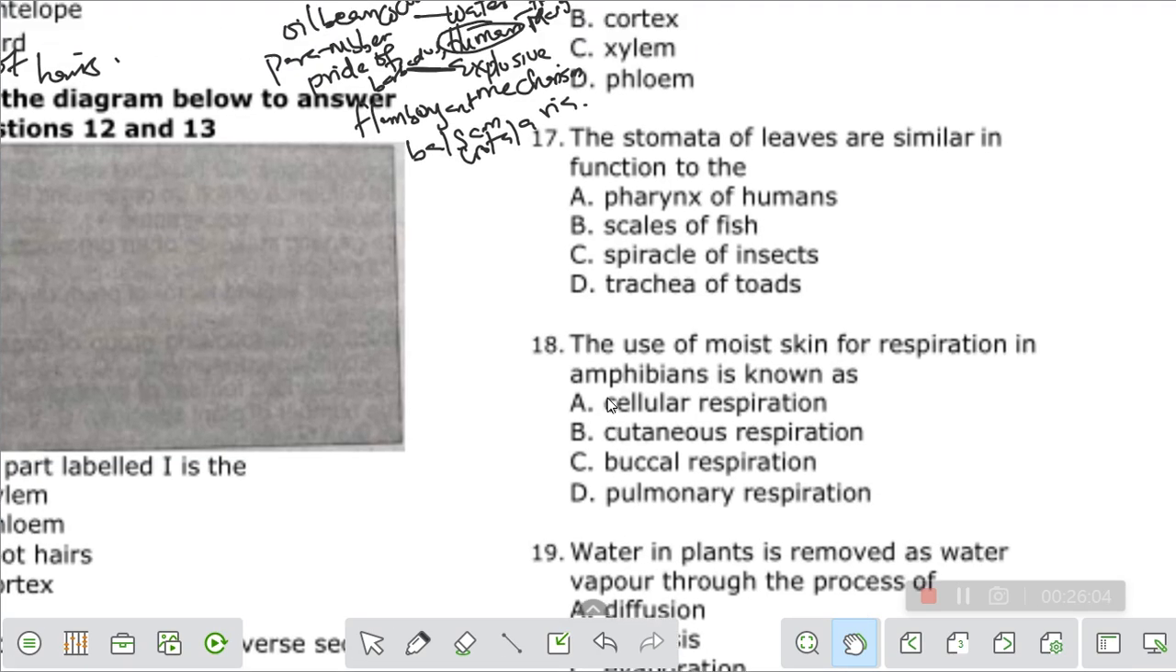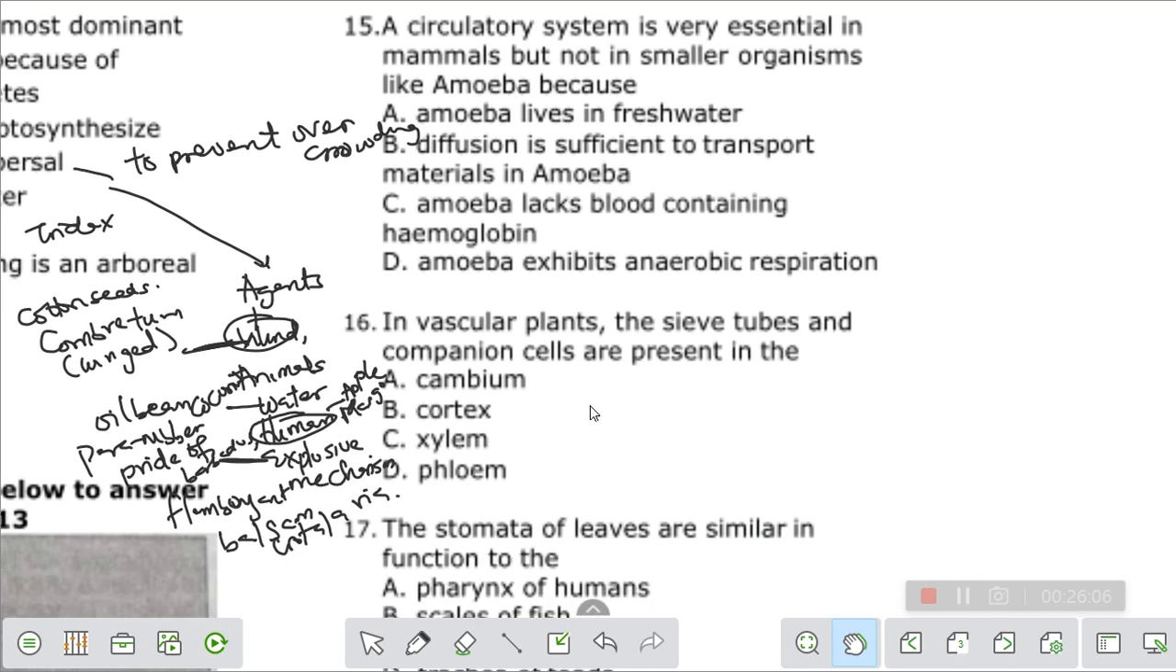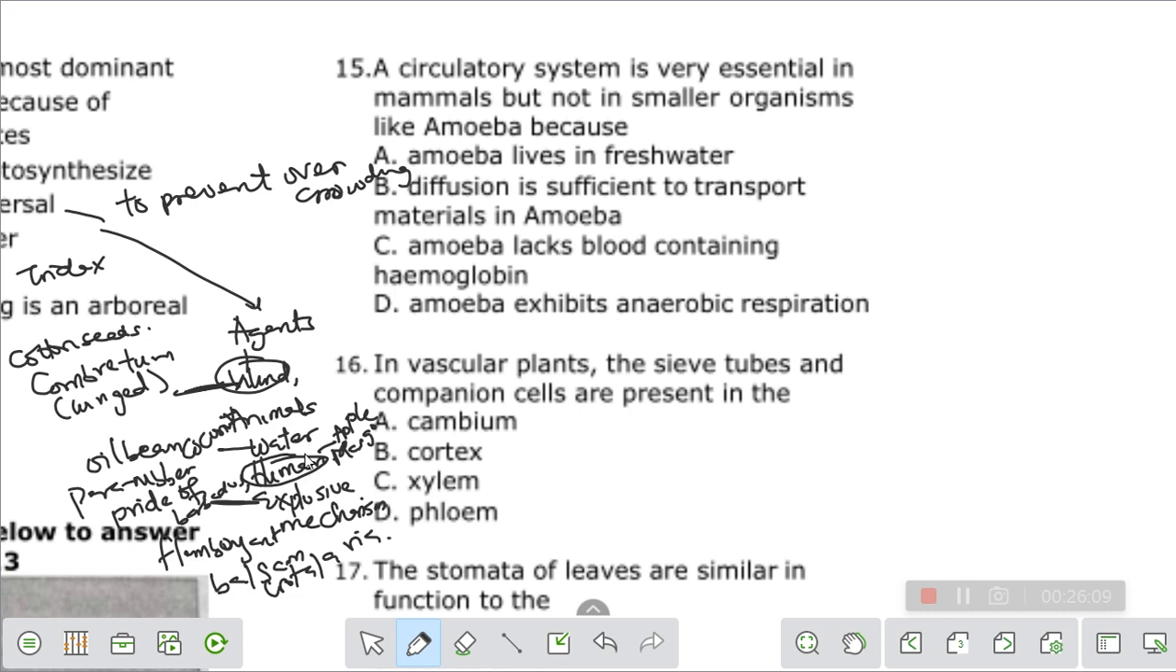The circulatory system is very essential in mammals, but not in smaller organisms like amoeba. Now this is it. Amoeba can carry out diffusion. Diffusion is enough for amoeba to circulate nutrients around its body. But diffusion is not enough in we human beings. Why? Because our body is way more complex than the body of the amoeba.